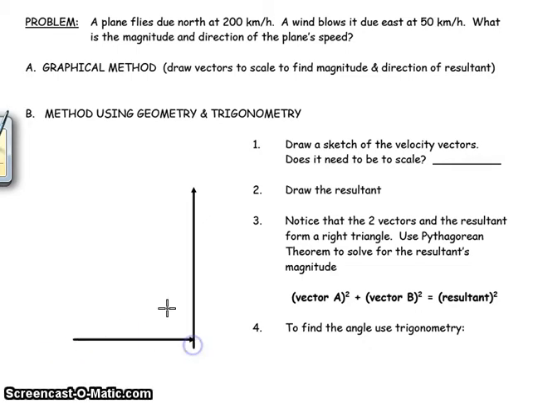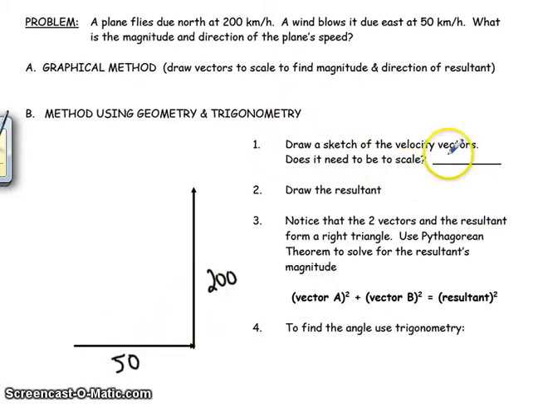I like to do east to the right, and it doesn't really matter where I put the vectors, but it helps if I place them tip to tail. So I'm just going to move the east one down a little bit so I have it tip to tail with my north vector. How you draw your vectors initially can make a big difference as to how easy it is for you to do it. So I'm going to call this the 200, and I'm not going to put the units just because it's easier, and I'm going to call this the 50. Notice that it did not have to be to scale. You only draw vectors to scale when you're going to do the graphical method, with a protractor and a ruler.